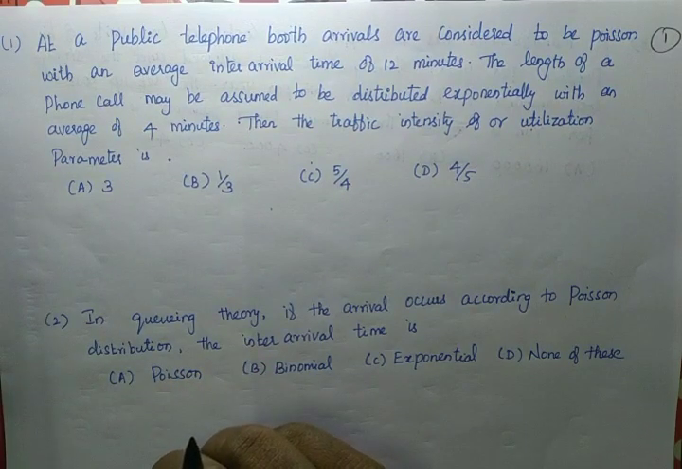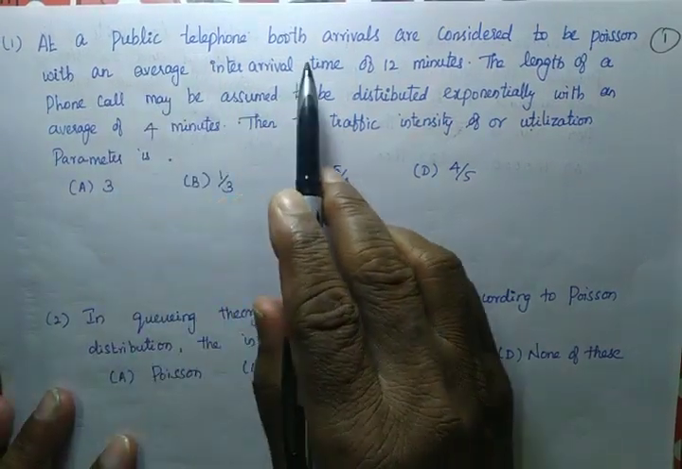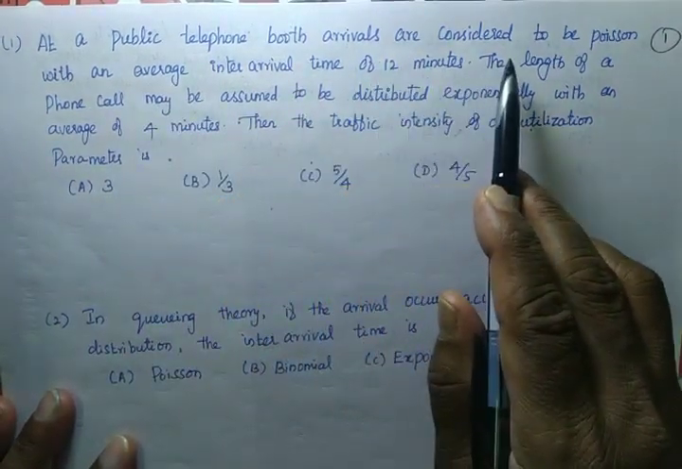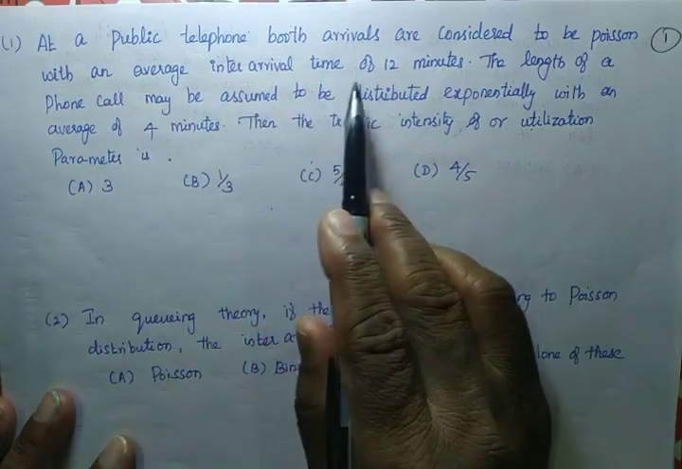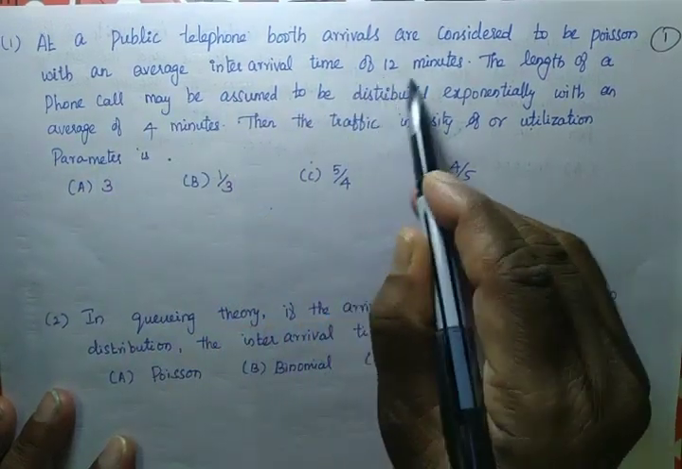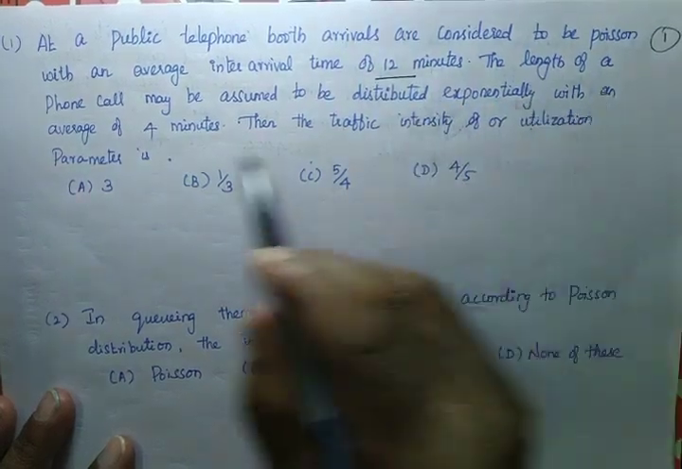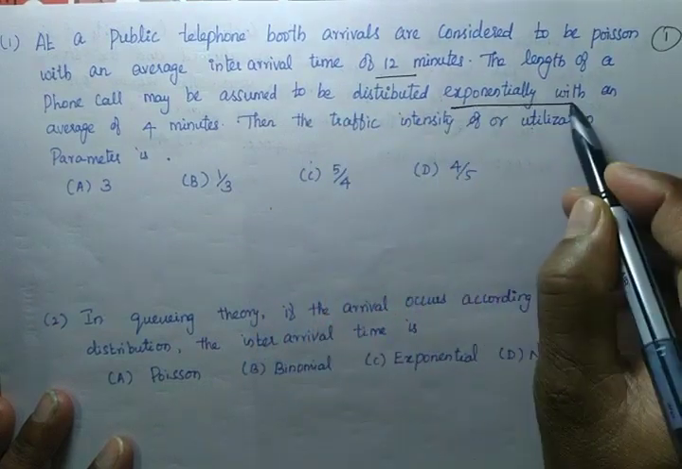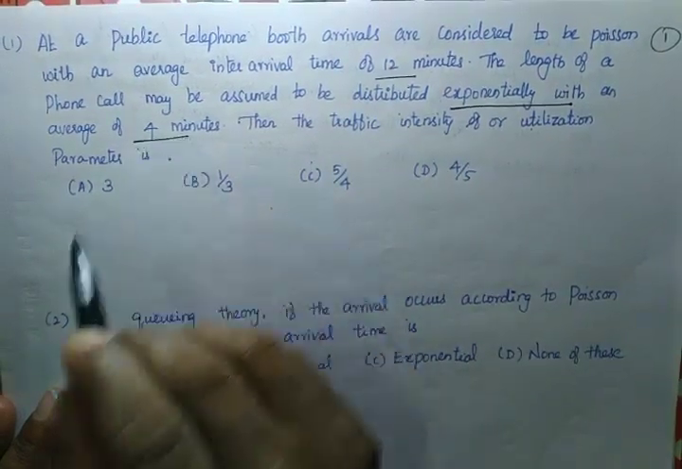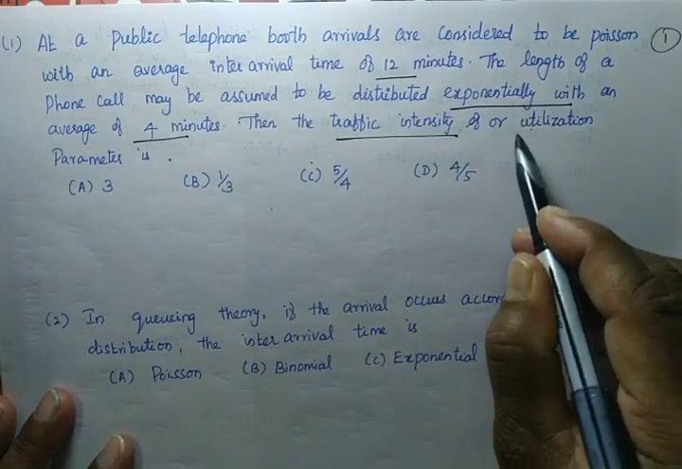At a public telephone booth, arrivals are considered to be Poisson with an average interval arrival time of 12 minutes. The length of a phone call may be assumed to be distributed exponentially with an average of 4 minutes. Here the question is the traffic intensity or utilization factor.